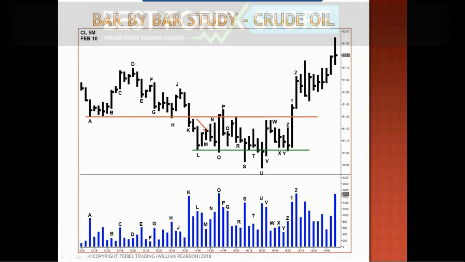Bar M, what do we note? Very narrow bar with low volume. So we could say that the buying force has diminished. There's no ability to rally. Again, another no demand bar.